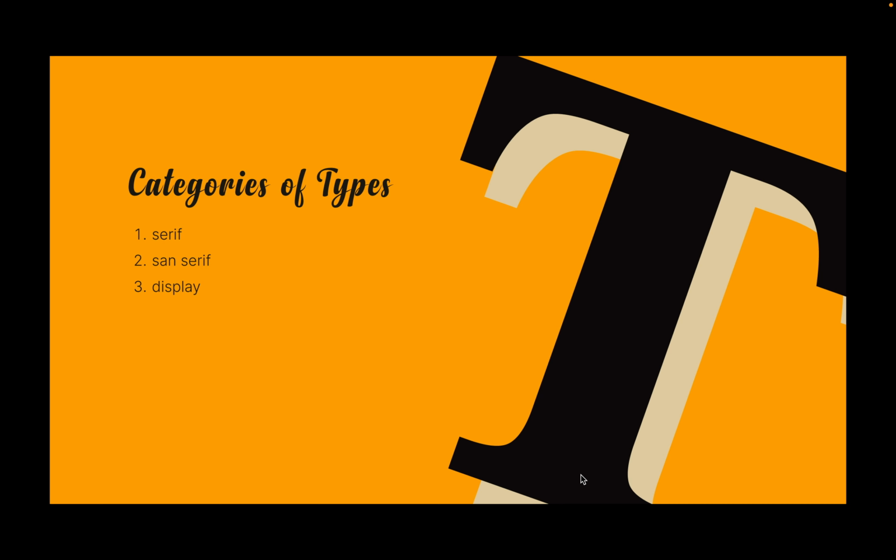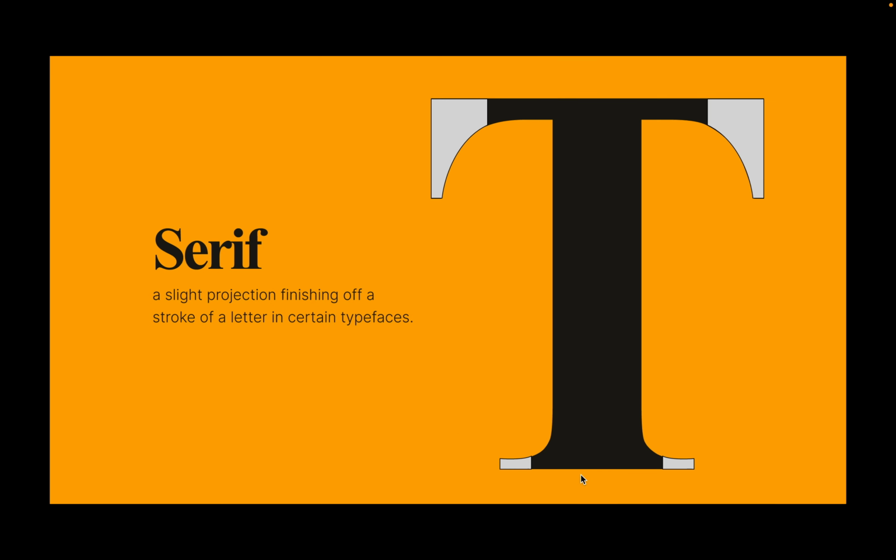Now, categories of types. We have the serif, we have the sans serif, and we have the display or decorative. For the serif is a slight projection finishing off a stroke of a letter in certain typefaces. Now, if you look at this font here, the T, you would notice that we have this curvy extended edge. It looks a little bit more stylish than you would write normal T using a handwriting. Serif means this projection of strokes that end the edges of a particular type. So when they say serif fonts or serif type, they mean types with such strokes.